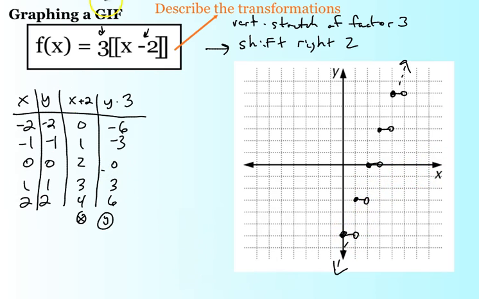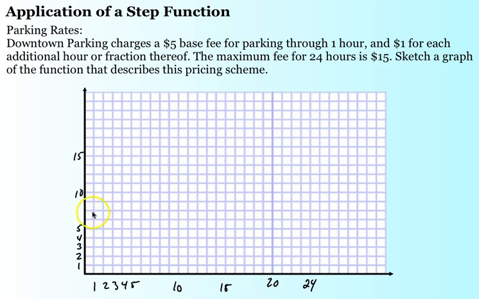Now, step functions actually represent a lot of real-world problems that we can run into. So here's one application that would make sense if we wanted to show a visual graphically of this application. It would be a step function. So let's take a look. Parking rates. If you want to park downtown at some garage, this looks like it's a pretty cheap garage for the city. Downtown parking charges a $5 base fee for parking through 1 hour.